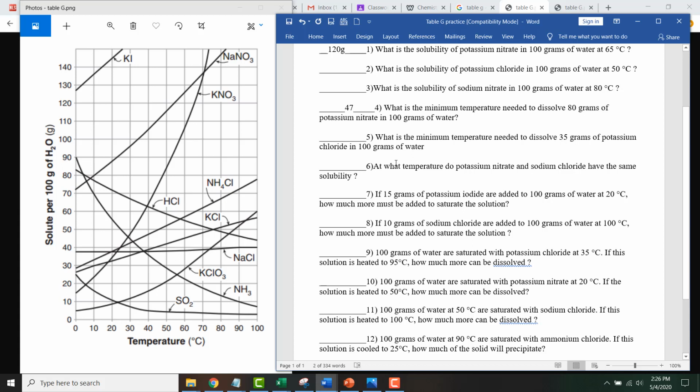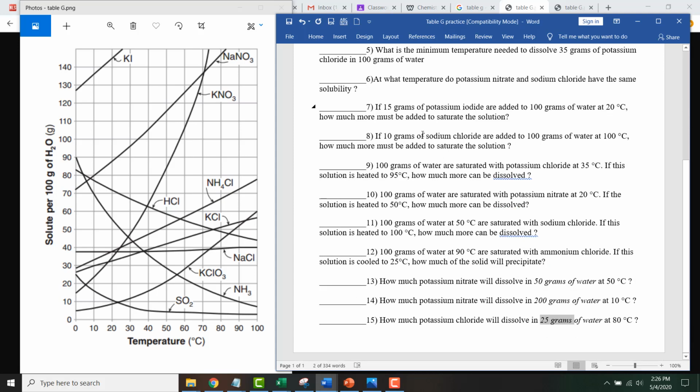Number 6, at what point do they have the same solubility? All you have to do is find potassium nitrate and find sodium chloride. Find them on the chart and see where they cross. Okay, they would have the same solubility, meaning again, at what temperature do they dissolve the same amount? That's at a point that they cross. So there's your hint to answer number 6.